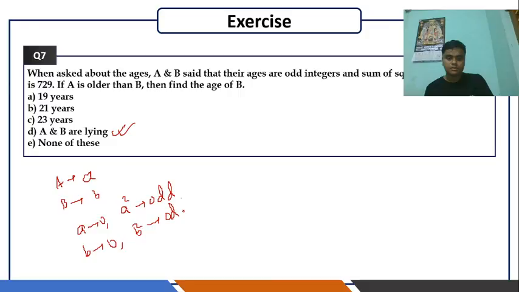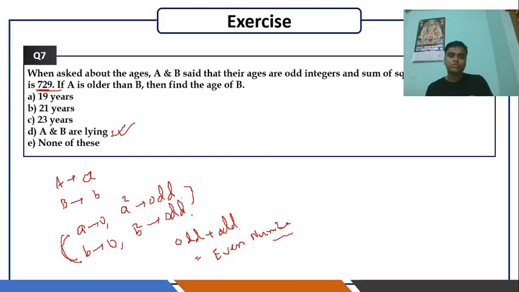So the sum of the square of the ages of the two people is odd plus odd. Now when we add two odd numbers, we'll be getting an even number as a result of that, right? But here the sum of the squares of the ages of the two people is 729, which is not an even number. It is an odd number. So it means that either this part is wrong or this part is wrong, which means that A and B are lying. So I cannot get the age of the people. So A and B are lying.